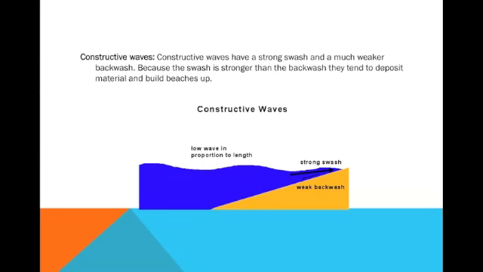Now the opposite is the constructive wave. They have a strong swash and a much weaker backwash. So because the swash is stronger than the backwash, they tend to deposit material and build beaches up. So they're trying to be constructive, they're trying to help. So they give more than they take.